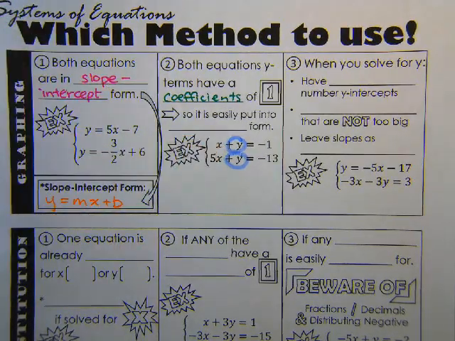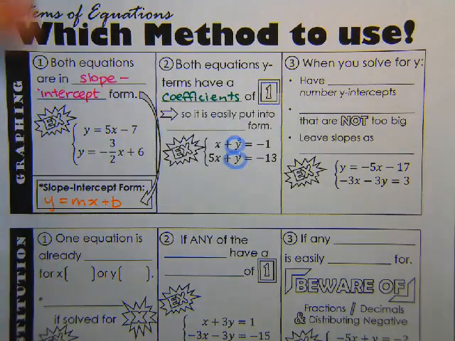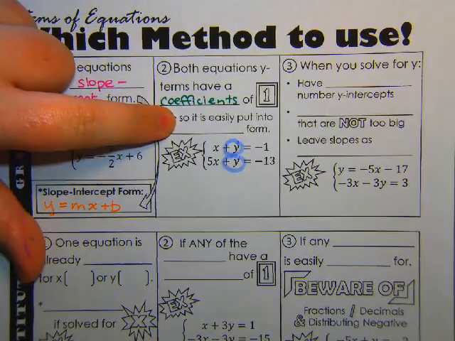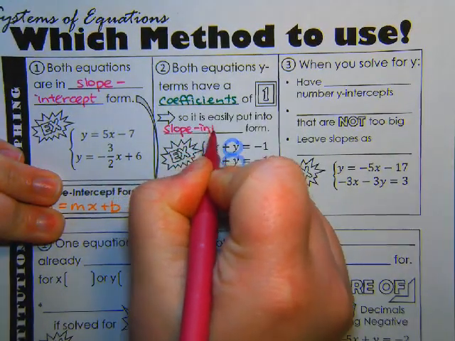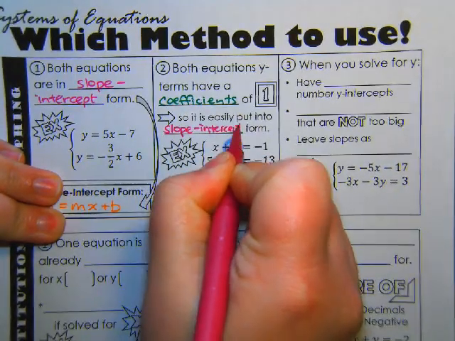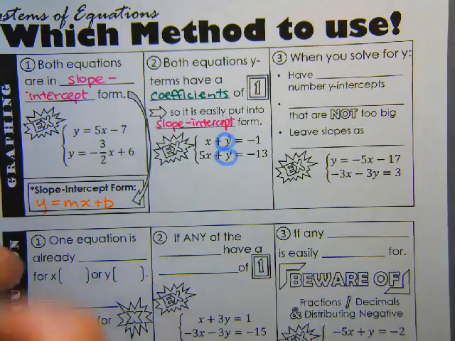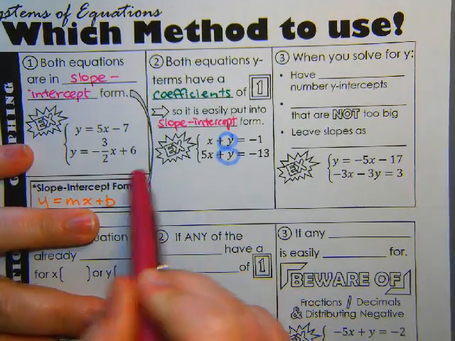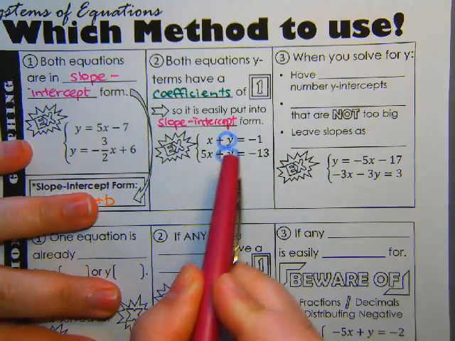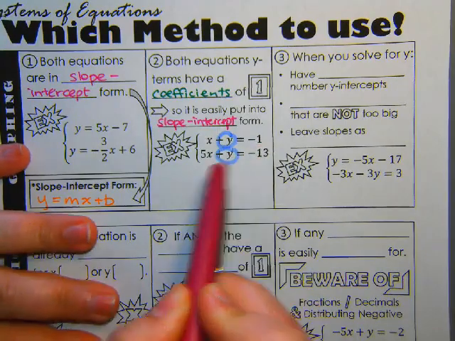And the reason we like that is because then it is easily put into slope intercept form. Okay, it's very easy just to rearrange this because if there's a number in front of y, you should know if you solve for y that you'll have to divide everything by that number in the end. But here, since it's already a 1, you just have to move this x term over and this x term over.